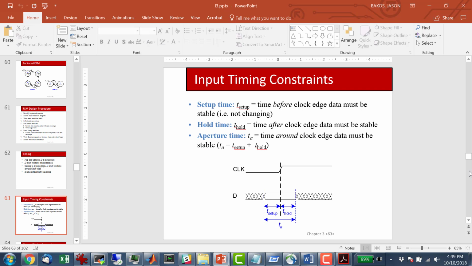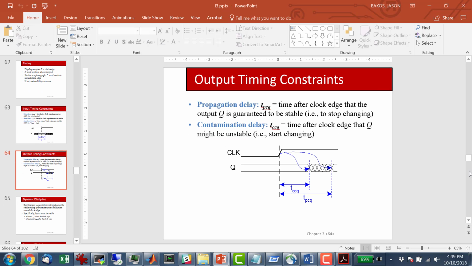If you violate this aperture, and thus violate what the book calls the dynamic discipline, you can put the flip-flop into a metastable state, which will eventually resolve, but it will take an amount of time that is difficult to predict. So they model that time as an exponential distribution, right?